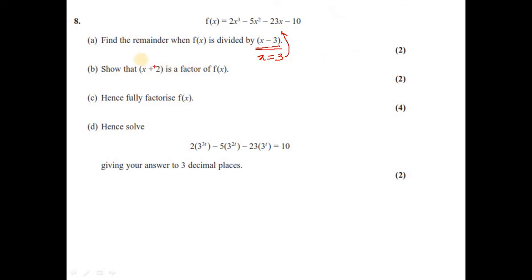So for part A, you say that f of 3 is equal to 2 times 3 cubed minus 5 times 3 squared minus 23 times 3 minus 10. And if you solve this, then f of 3 is minus 70. So this is the remainder of your polynomial if the polynomial is divided by x minus 3.